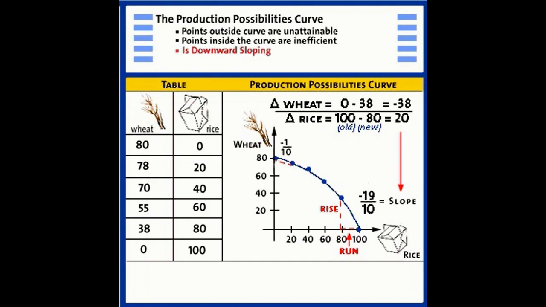Notice the opportunity cost down here is much larger. Each additional bushel of rice costs almost 2 bushels of wheat. Up here, each additional bushel of rice costs only 1/10 of a bushel of wheat. The opportunity cost is changing as we move along the production possibility frontier. And you can tell by looking at it.